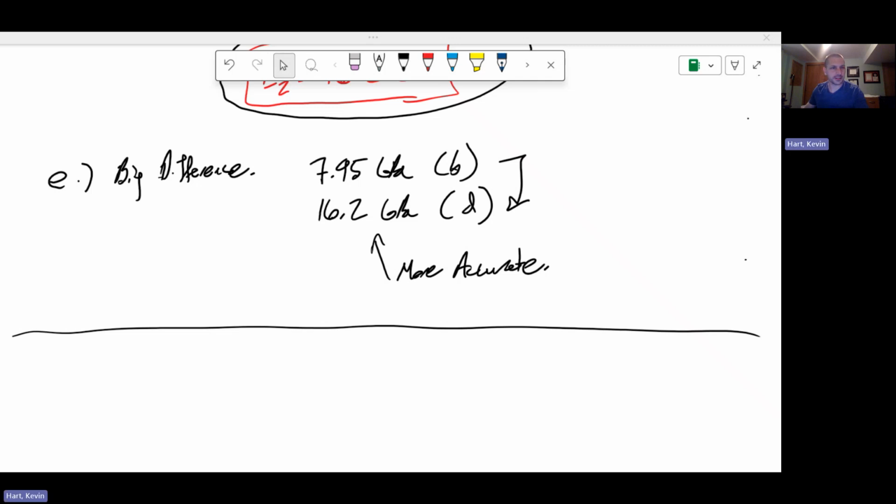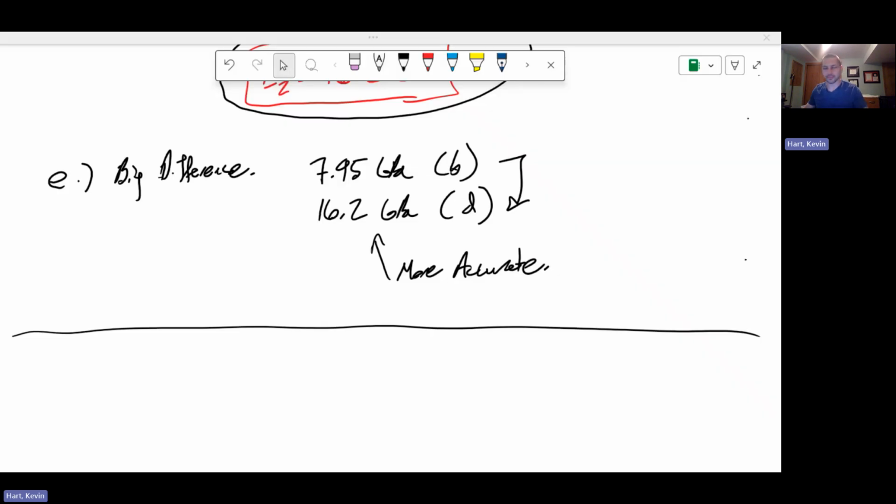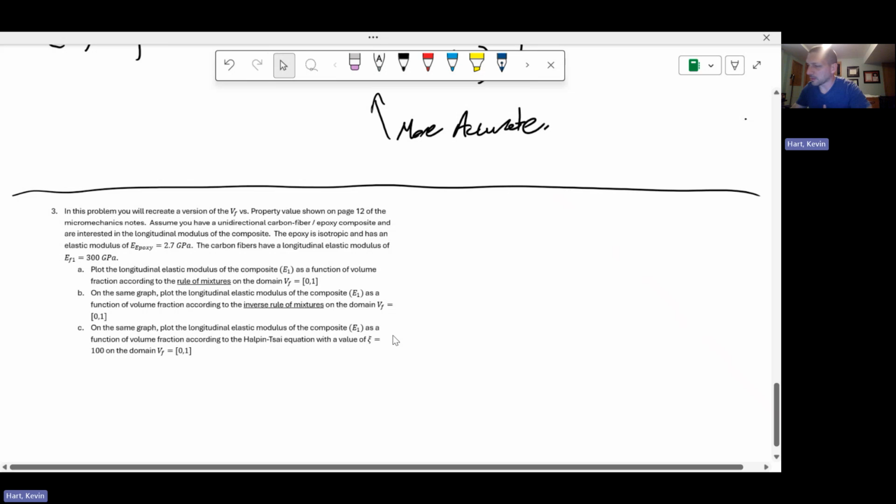Problem number 3. I'll have to set this up and then I'll bring in the graph that I had previously made. In this problem, you recreate a version of the VF versus property value plot shown on page 12 of the micromechanics notes.